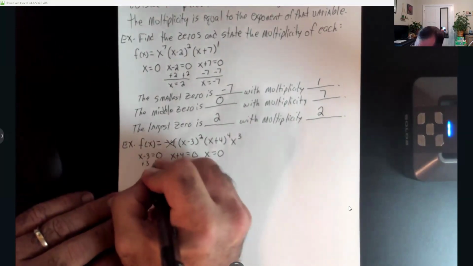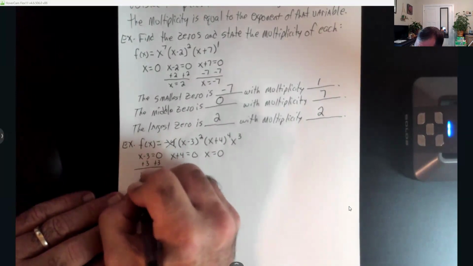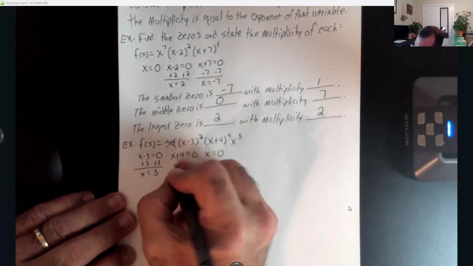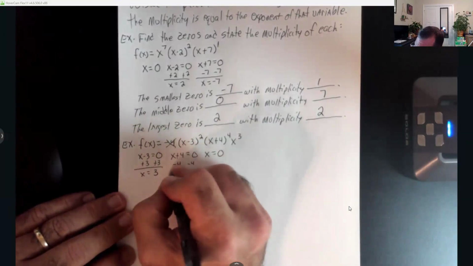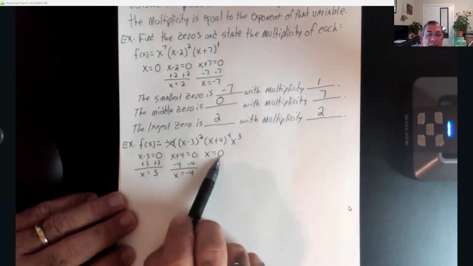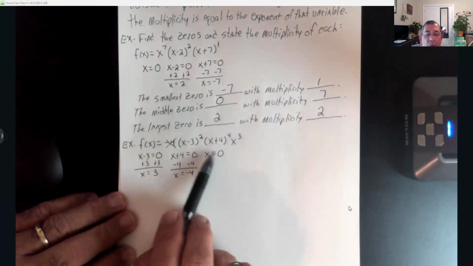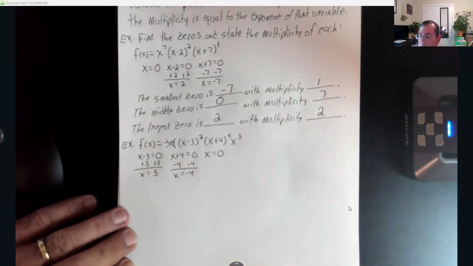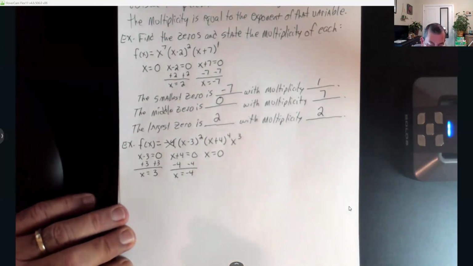We're going to solve all three of these. So the first one, I'll add 3. So we get x equals 3. The second one, I guess we'll subtract 4. Get x is a negative 4. Once again, the single variable gives me 0, okay? So let me show you how they write this answer.